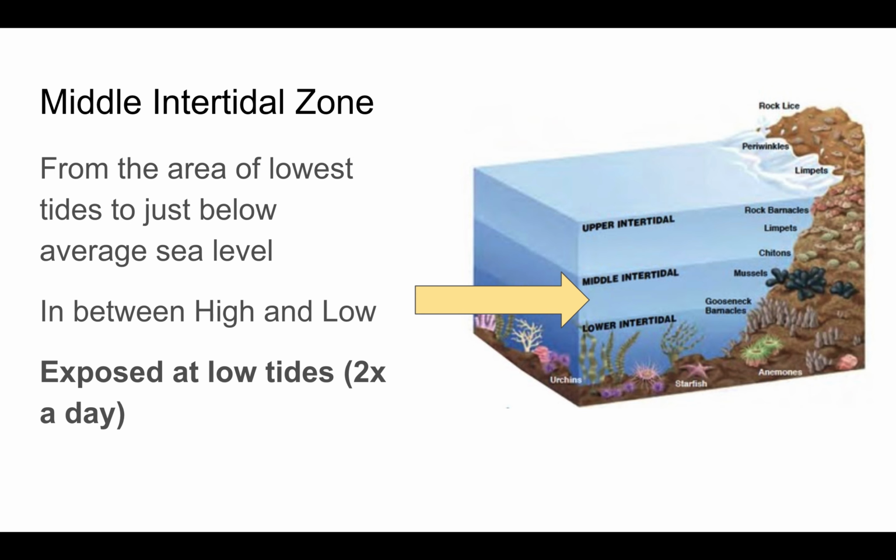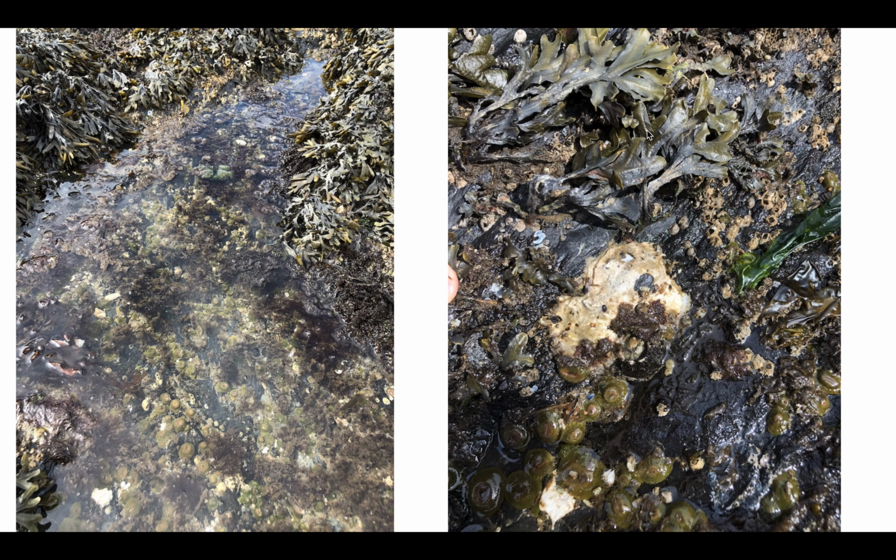Now, the middle intertidal zone has more life than the upper intertidal zone. It's basically just the zone in between the upper and lower, right? And it's exposed to air during low tides. So usually twice a day it gets exposed to air. And the other time it's covered with water.